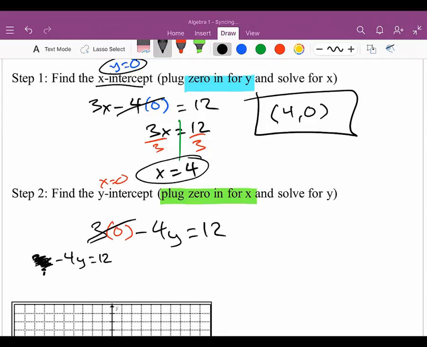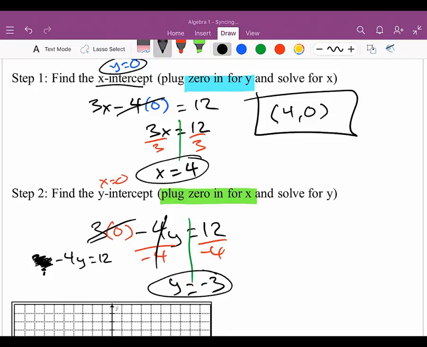just cross that out, ignore that part, and solve for the rest of the problem. So what we're solving for is negative 4y equals 12. The way to solve that, I've got to get y by itself, so I've got to divide by negative 4, which gives me y equals negative 3.